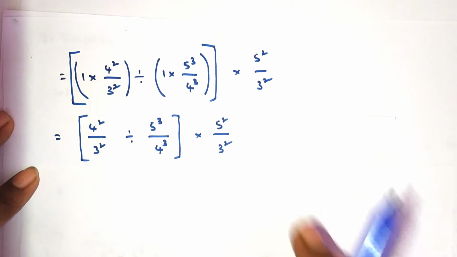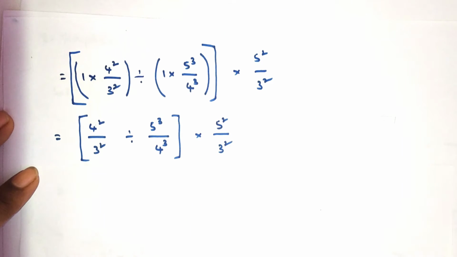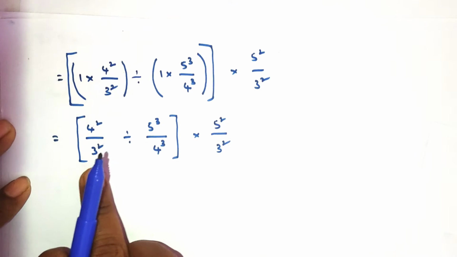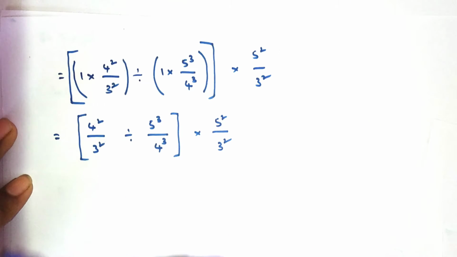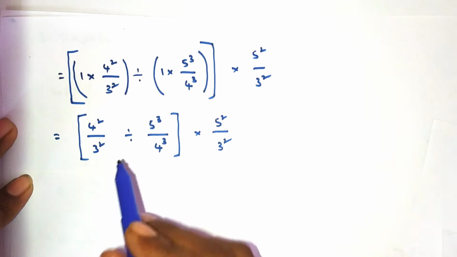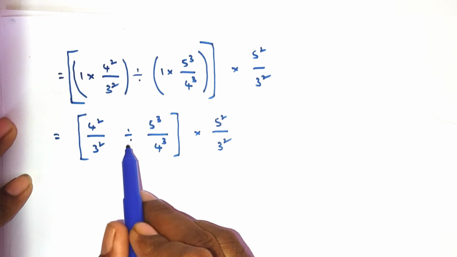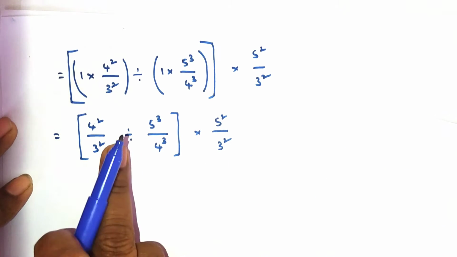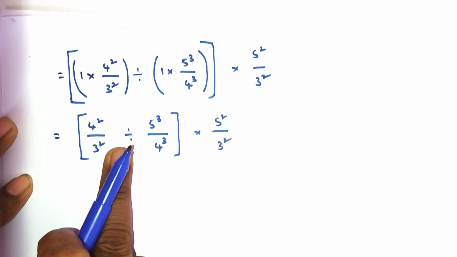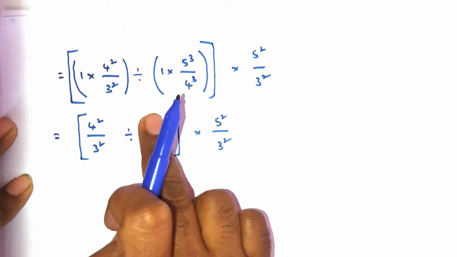We have written this same to same. Let us simplify this equation further. Before simplifying this equation, observe carefully. See here, division symbol is there. If division symbol is there, by putting multiplication symbol, we can change the order of this fraction.